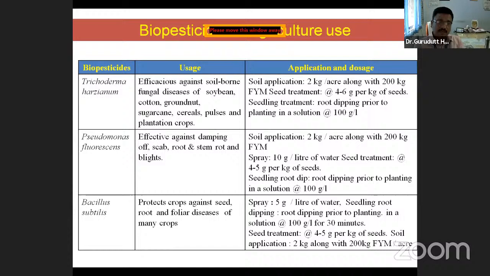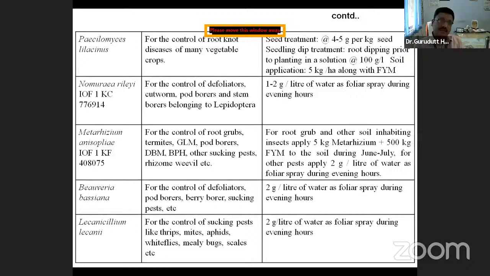Bacillus subtilis is also an upcoming biobactericide, which is being used to manage most of the foliar diseases of the crops. And this is also being recommended as a spray, seedling dip, root dip, seed treatment, and various applications along with organic matter. We should always know that enough organic matter should be there for multiplication of these biopesticides and for virulent activity of these biocontrol agents.